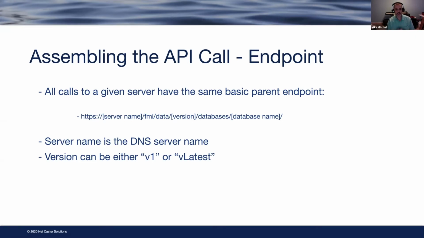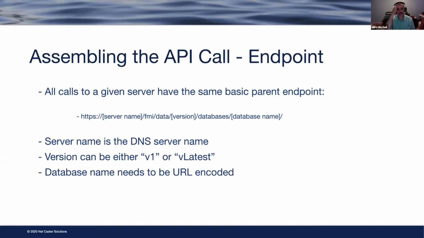If you are a slow adopter, such as myself, you would stick with v1 until v2 comes out and you're comfortable that v2 didn't screw up something that you had in place. If you're brave and you're a trailblazer, then you can use vLatest. And that way you don't have to change your code when they release a new version of the API.